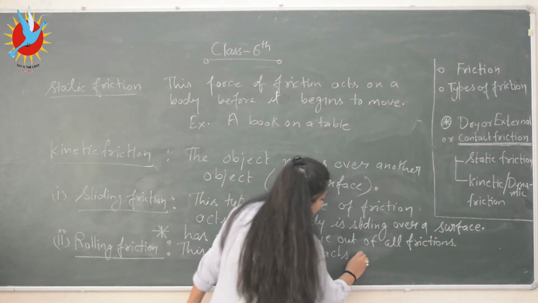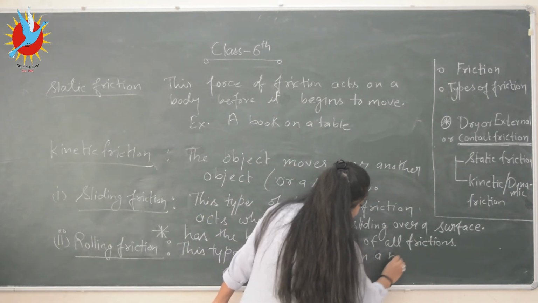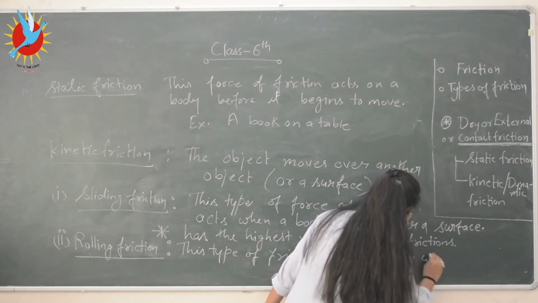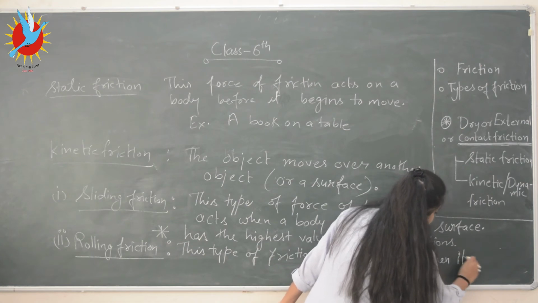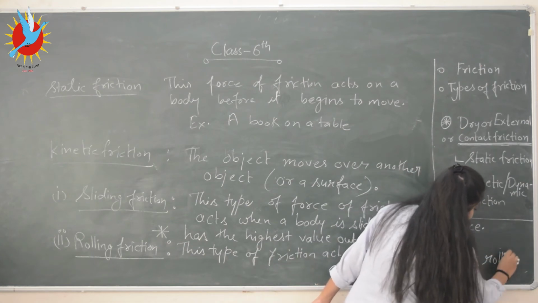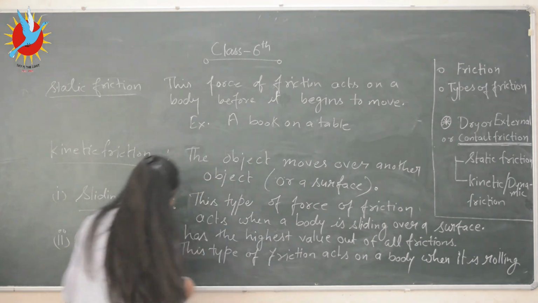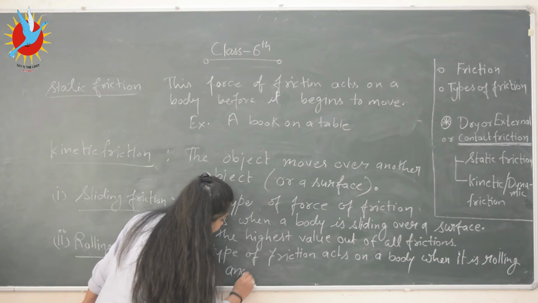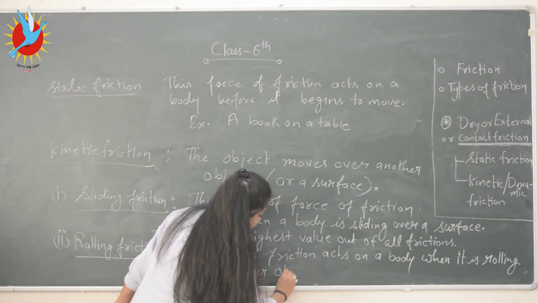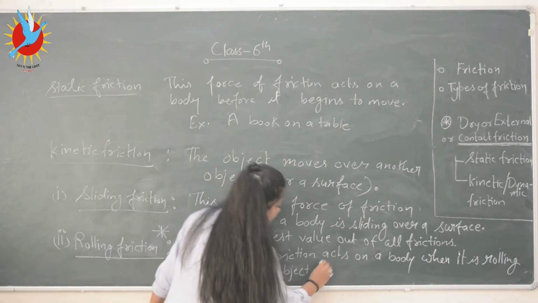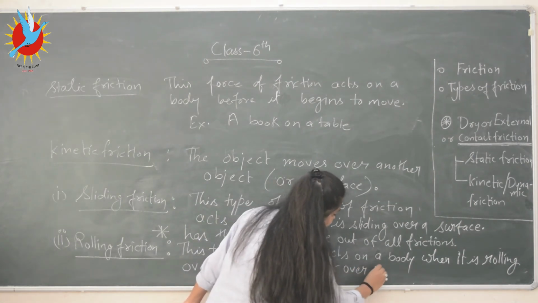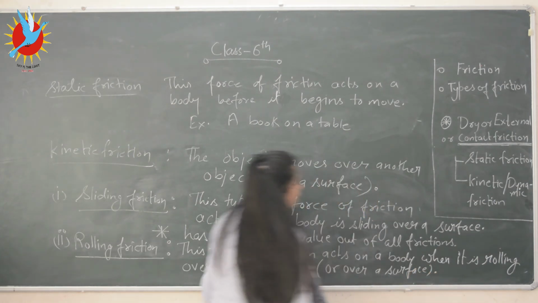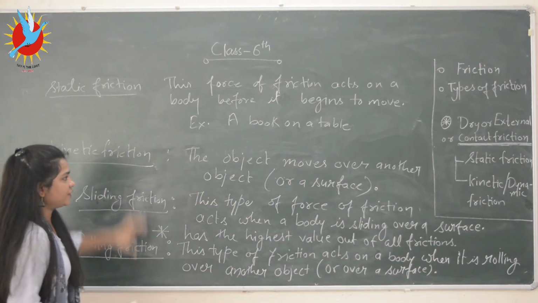Rolling friction, this type of friction acts on a body when it is rolling over another object, or you can say, over a surface. Okay students, these were the types of frictions.